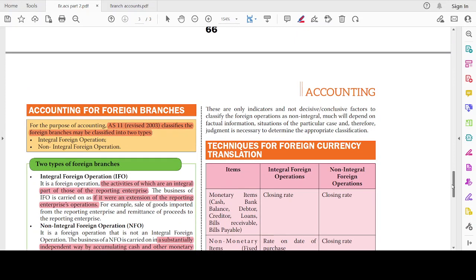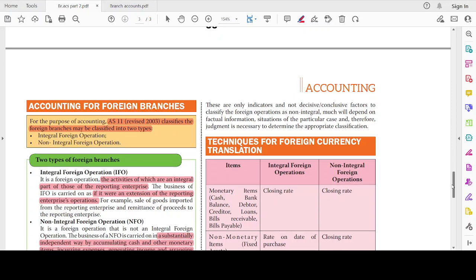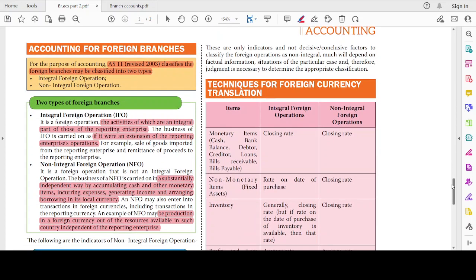The indicators we have discussed are just indicators and not conclusive factors. Only with this, we cannot conclude confirmly that it is something. If all of them point the same way, then we can conclude. But if only some do, it will depend on the factual situation of the particular case, and therefore judgment is necessary to determine the appropriate classification. It is left to the management to exercise the judgment. Now, techniques for foreign currency translation.